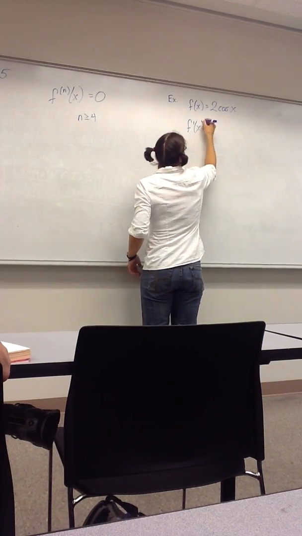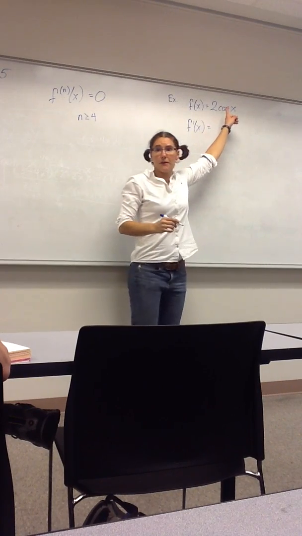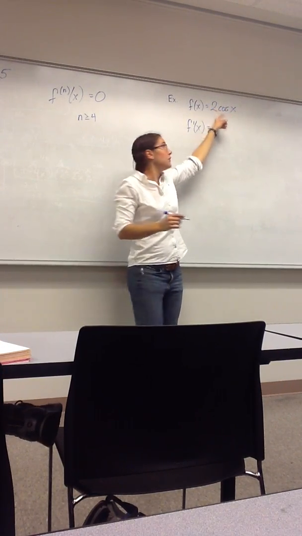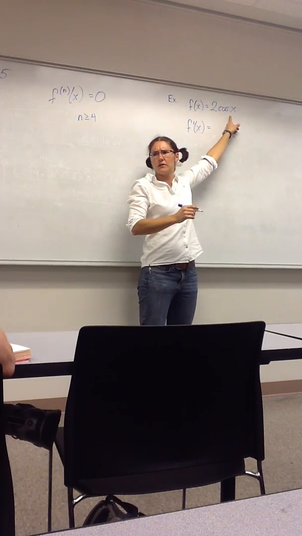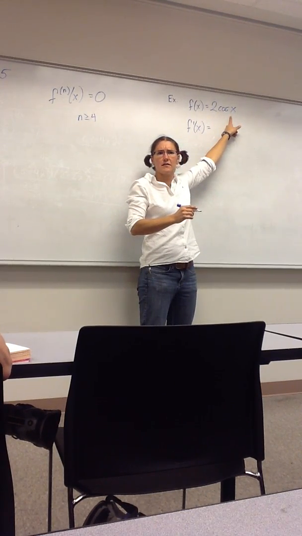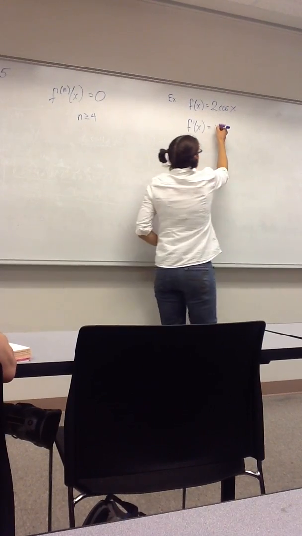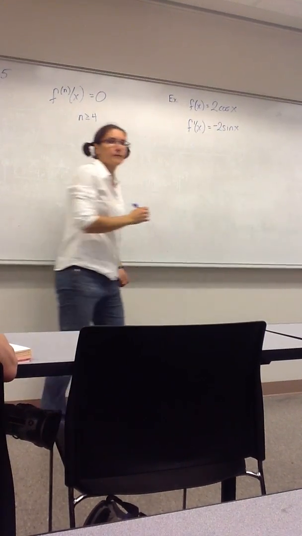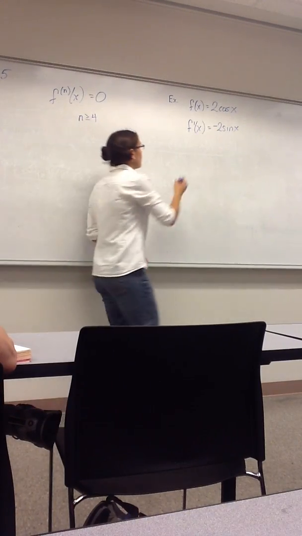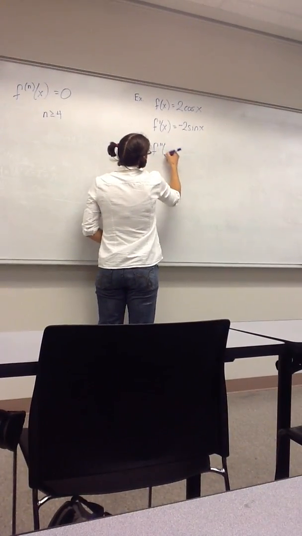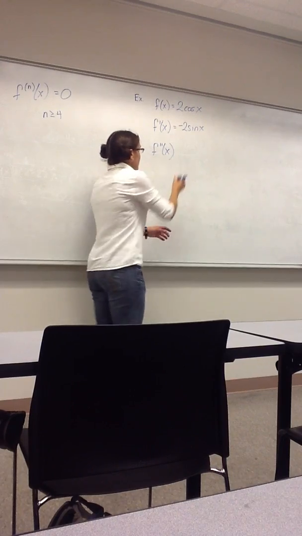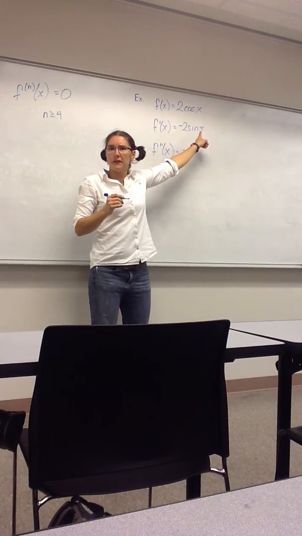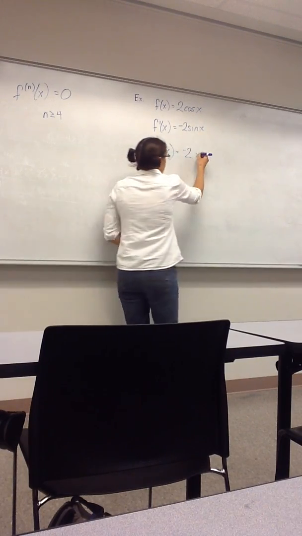Now, our first derivative, I've got a constant in front, but it's multiplied by something that's changing, so that means that I'm going to carry along the 2 and take the derivative of cosine of x. What's the derivative of cosine x? Yeah, negative sine x. So our first derivative is negative 2 sine x. Our second derivative, I've got a negative 2 in the front, and then derivative of sine x is cosine x.